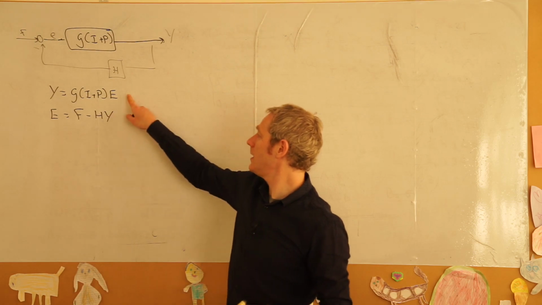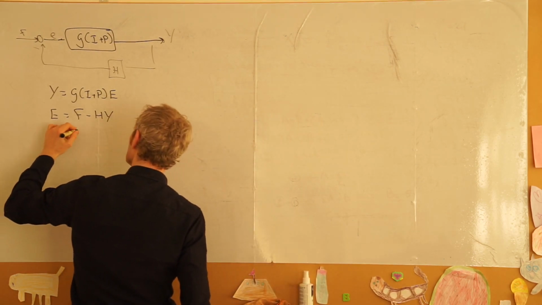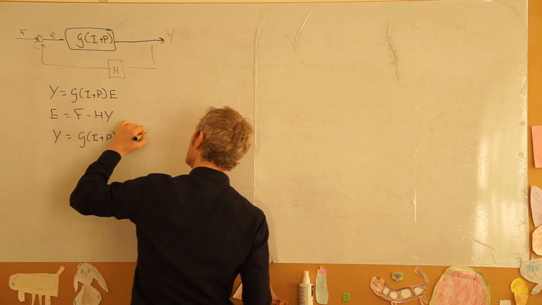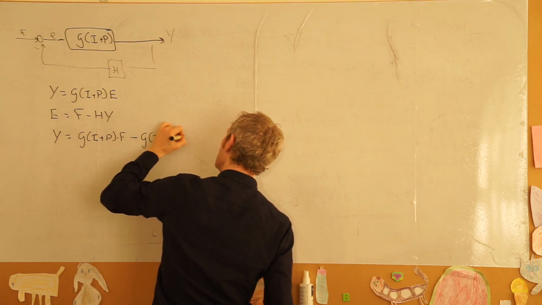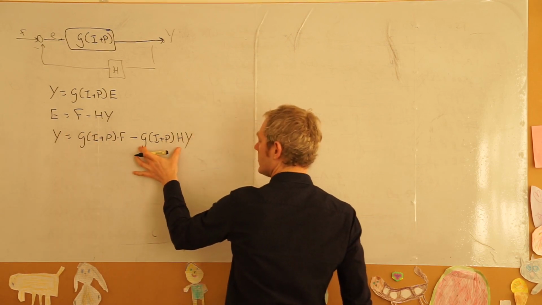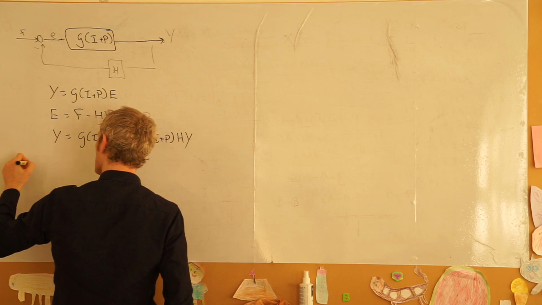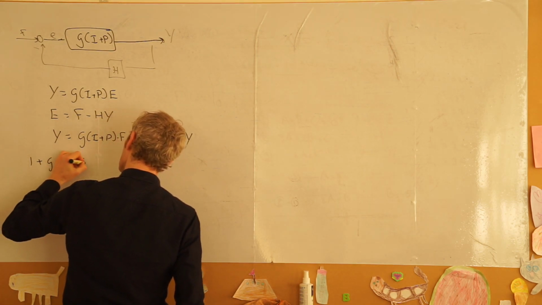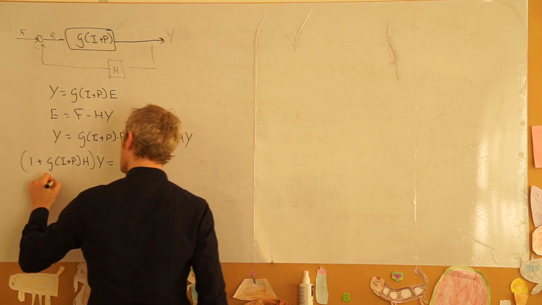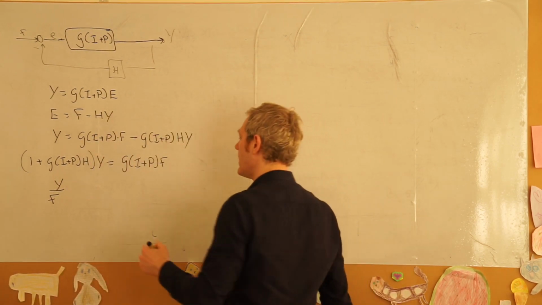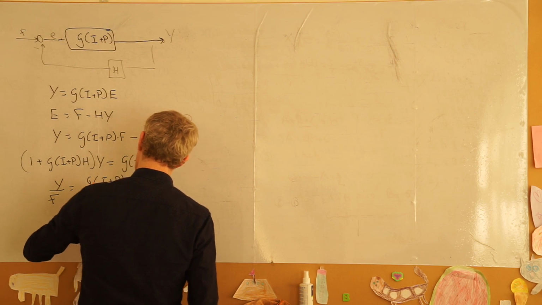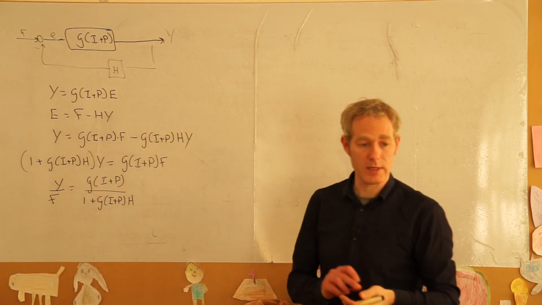I substitute this in there, and I get Y is equal to G times I plus P times F minus G times I plus P times H times Y. What I do is I take this term and move it to the left, so I have 1 plus G times I plus P times H times Y is equal to G times I plus P times F. But I'm looking for the transfer function, so I want Y over F, and that is equal to G times I plus P over 1 plus G times I plus P times H, and we are done.